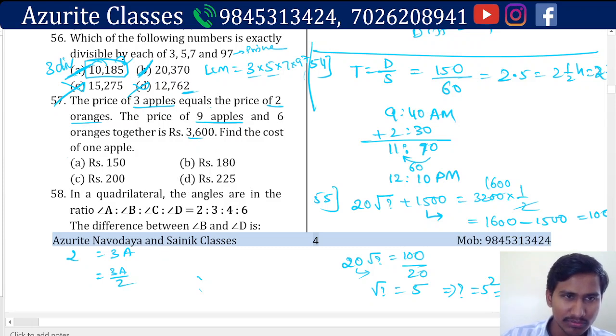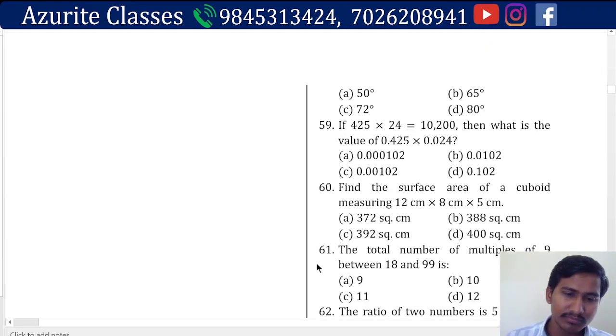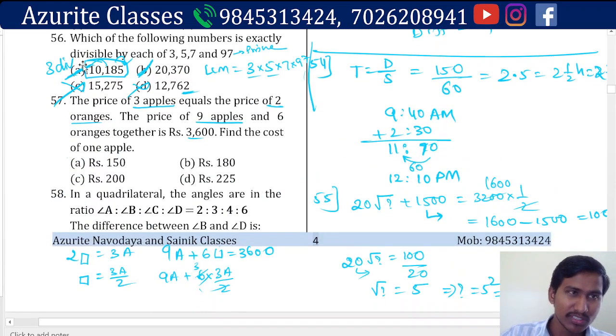And here they have given 9 apples. 9 apples plus 6 oranges is 3600. So apples, you write apples only, 6 oranges. 6 oranges means 6 into 1 orange is how much? That is 3 by 2 apples, right? So 3 apples by 2. So 2 3s are 6, 9, 3 3s are 9. 9 plus 9, it will be how much? 18.